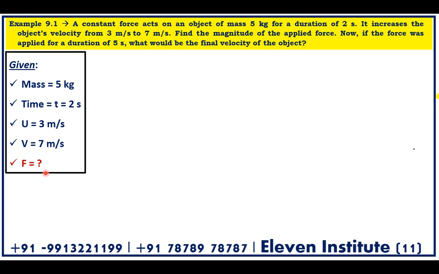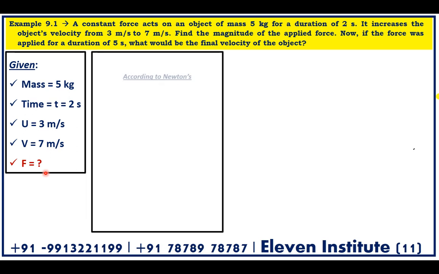If you don't want to do this lengthy process, there is a shortcut. We have studied from Newton's second law of motion that F is equal to m into v minus u upon t. Force is equal to change in momentum upon time taken. This is change in momentum, m into v minus u, and this is time taken.